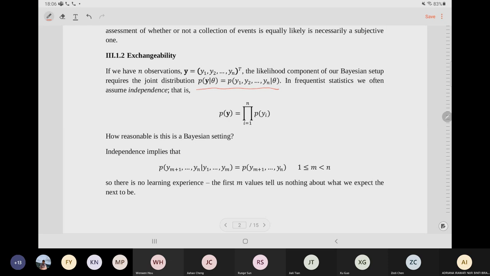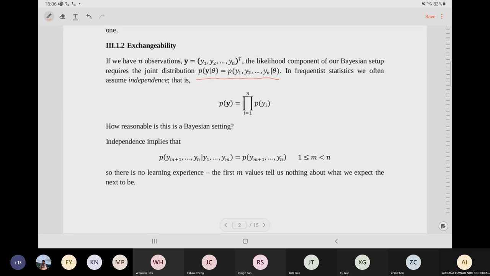Okay, but if we were to use dependence in a Bayesian setting, then it is a problem, because if you have Y(M+1) up to YN, right, and then we have a conditional probability, conditional on Y1 to YM.